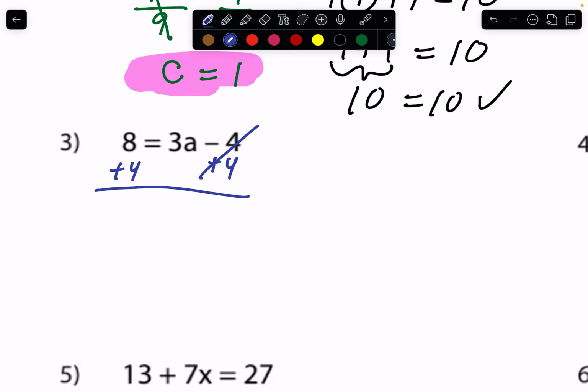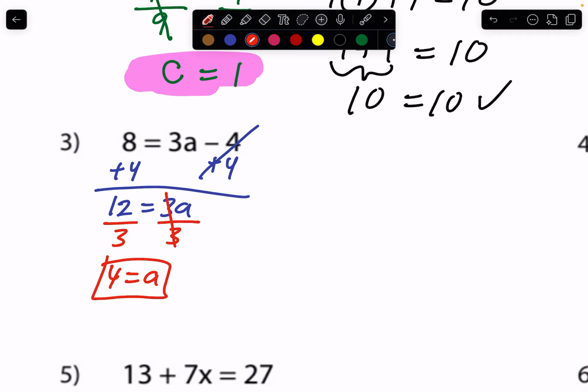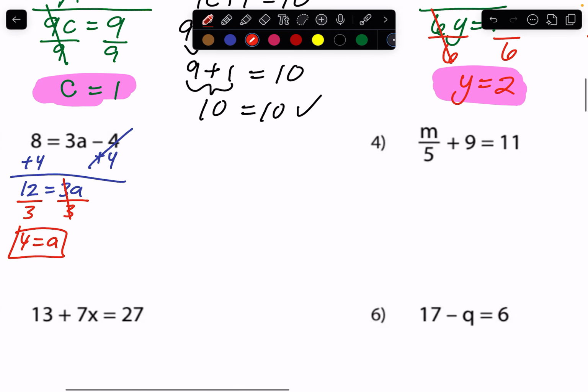I get 8 plus 4 is 12. I'm left with 3a on the right-hand side. 3a is telling me that 3 times some number is going to give me 12. So the opposite of multiplying is going to be divide by 3 to both sides, where 12 divided by 3 is 4, which is equal to a. And again, you could check it to see if it is correct.